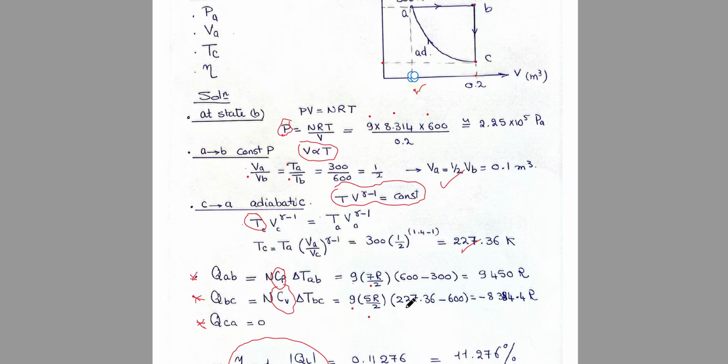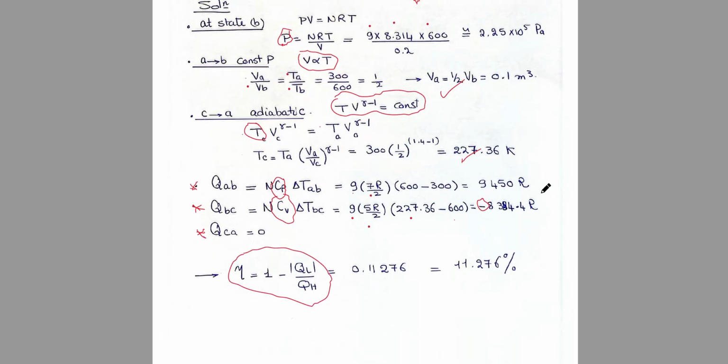Then temperature of C minus temperature of B, we have already calculated temperature of C. Now you have this Q is negative, which means the gas is losing heat energy. As for the third process, it's an adiabatic process with no heat exchange, so Q equals 0.